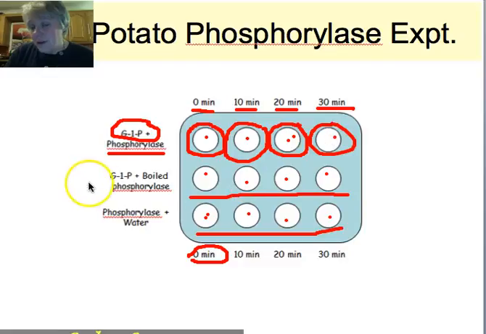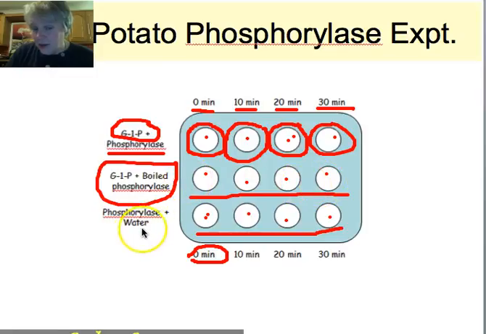You would test it with iodine, and the iodine would turn blue-black as the starch is formed. The next one down has got boiled phosphorylase. Now I said the enzyme wasn't working when it's boiled, so you wouldn't expect to see the iodine turning blue-black in this row. And in the last one, you've not got the glucose 1-phosphate, so again, you wouldn't expect to see the iodine turning a blue-black colour in this tray either, because there should be no starch formed.